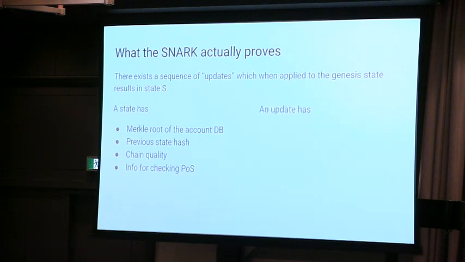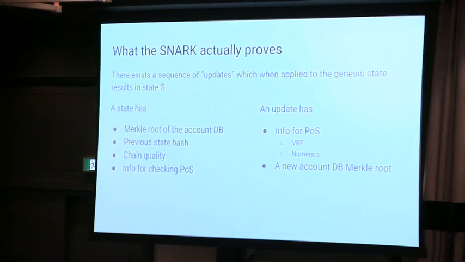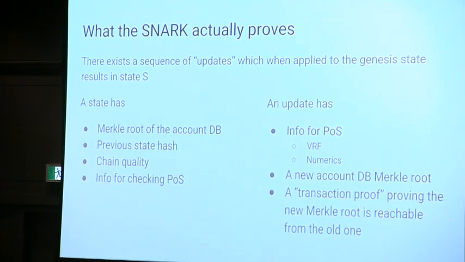And an update has some information for proof of stake, so kind of the information for permissioning. If you're using proof of work, this would be the proof of work. That has inside of it some VRF evaluation, some numerical computations. So a new account database Merkle root, so the update says, what do I want the database to be after applying this update? And a sort of a transaction proof, which says I can reach the old Merkle root from the previous one.